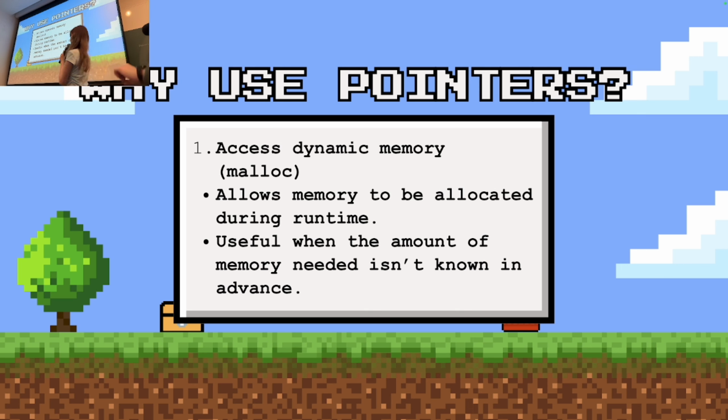The first one is to access dynamic memory. As Sophia said, we can use malloc when we use pointers. This allows memory to be allocated during runtime, and this is really useful in comparison to arrays, right? Because with arrays, we always have to define a specific size. But with malloc, we don't need to know the size in advance.